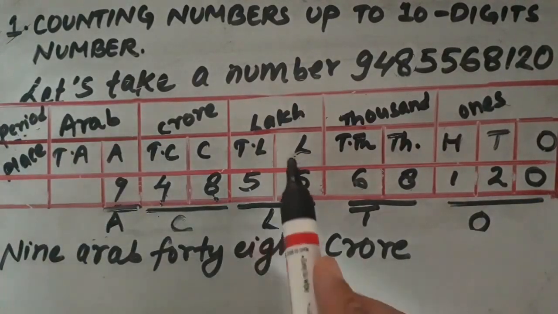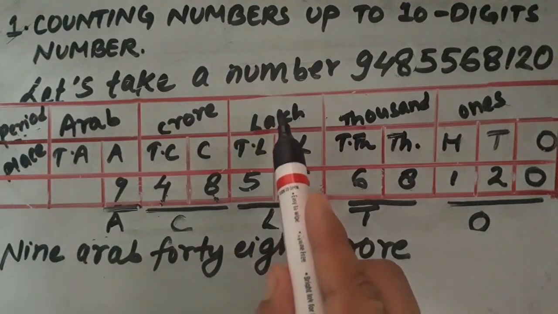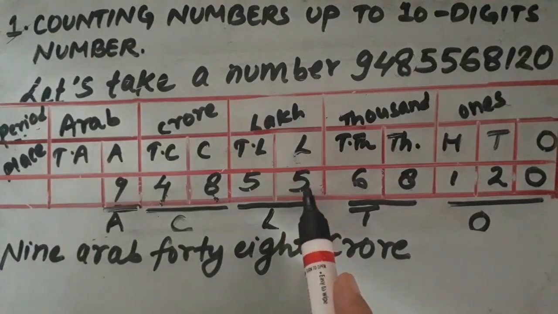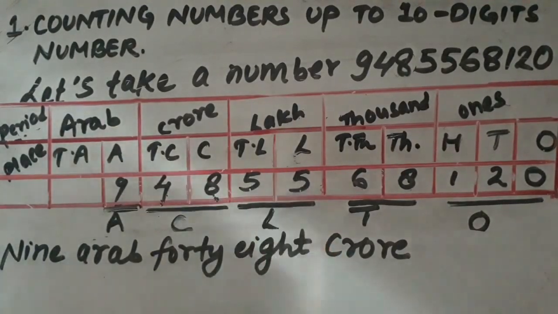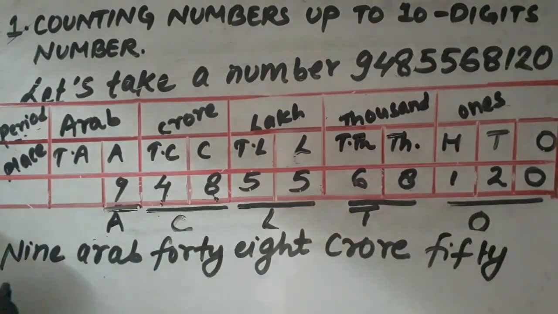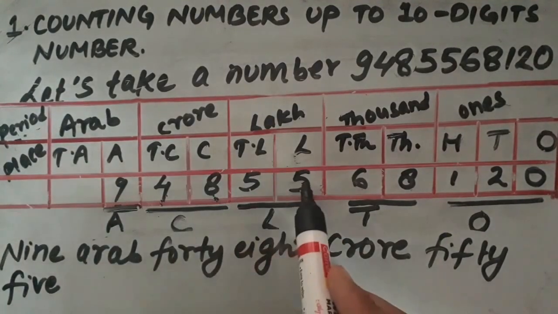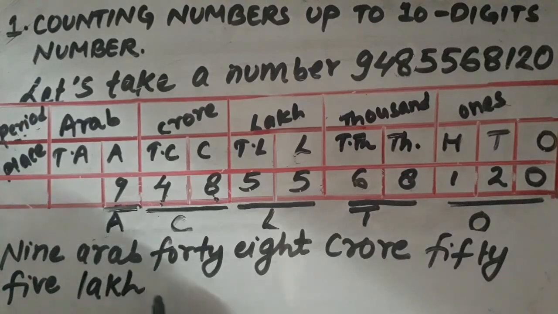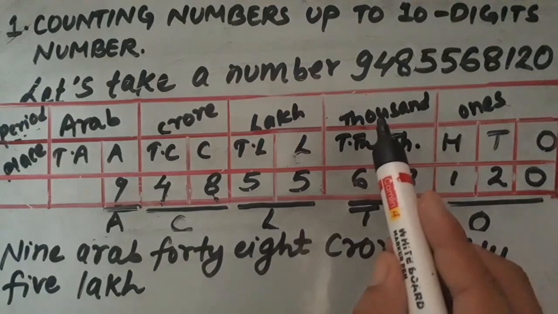Now similarly, let's come to the period of lakh. So period of lakh consists of 2 places, lakh, 10 lakh. At lakh there is 5, at 10 lakh also there is 5. So 5, 5, it makes 55. So let's write 55. Now 55 comes under the period of lakh. So therefore we write lakh. 55 lakh. Now let's come to the period of 1000.